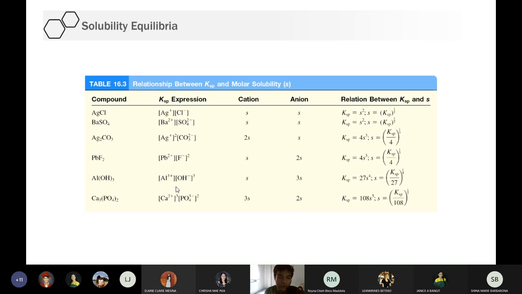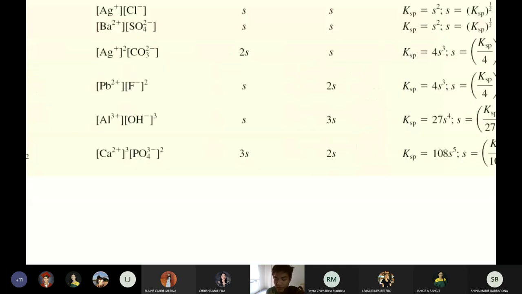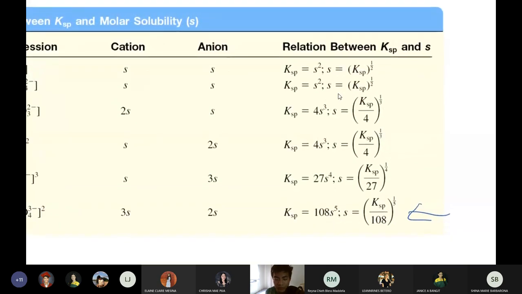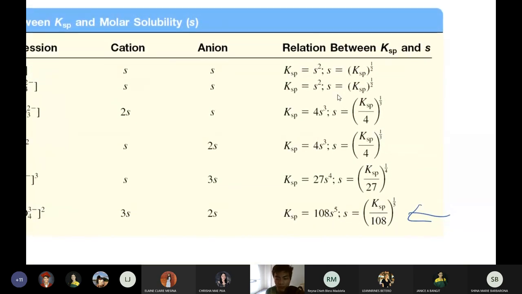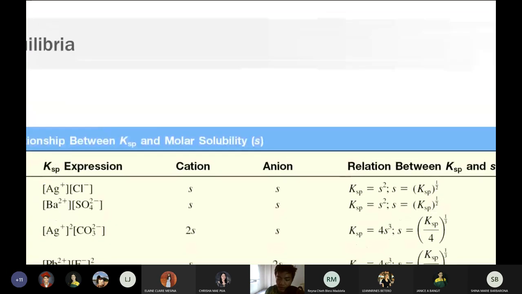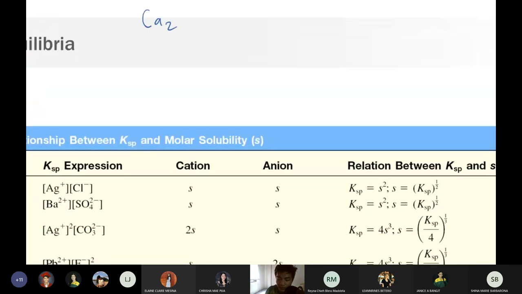So if the ratio is 2 to 3, then the molar solubility can be calculated as the fifth root of Ksp divided by 108. Ito yan. Paano nakuha yon? Yung fifth root of Ksp divided by 108. Nakuha din yan sa ice table. Okay? So, kunin ko tong example natin. We have calcium phosphate.